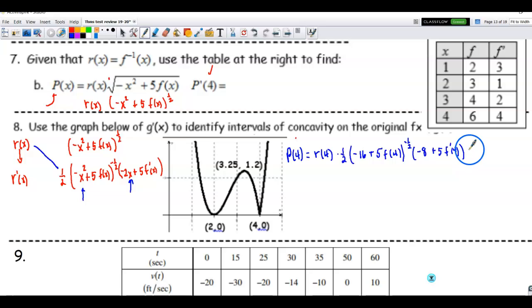Alright, that's the first term, plus, because we're doing a product, the second. So now I'm going to come over here. So that would be r prime of 4 times, substituting, I can't believe I said substituting a 4 here. That'll be negative 16. Hopefully I'm not going to run out of room. Plus 5 f of 4 to the 1/2 power.